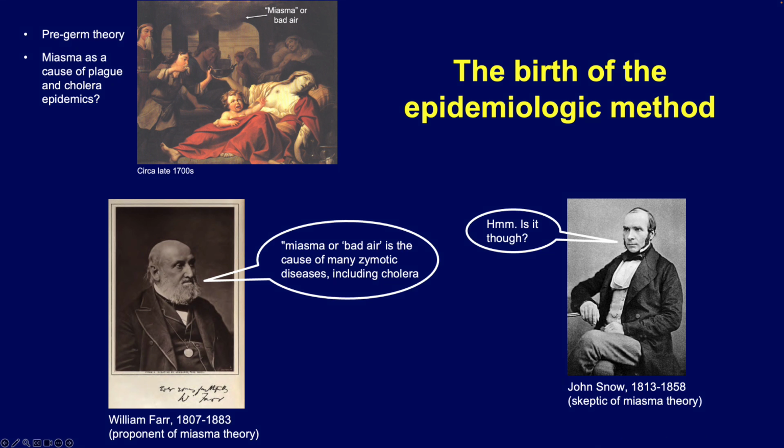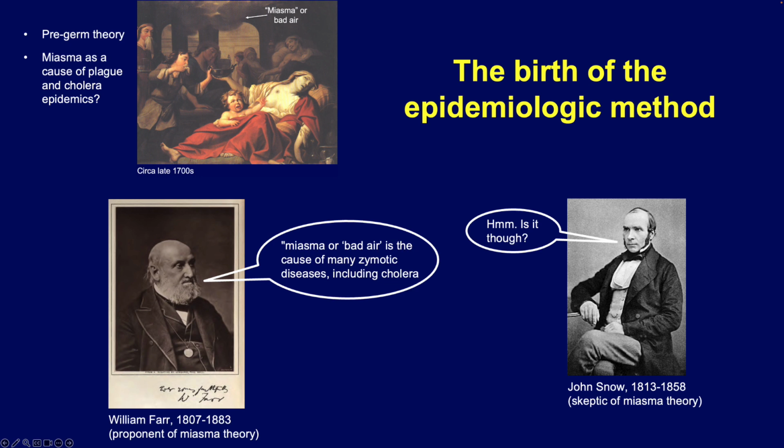And since you're taking an epidemiology course, you've probably heard of John Snow and his discoveries around the causes of cholera pandemics. These are what gave birth to the epidemiologic method and process. Cholera was, in fact, a major cause of epidemics and death in England in the 1800s. And Farr and Snow were contemporaries.